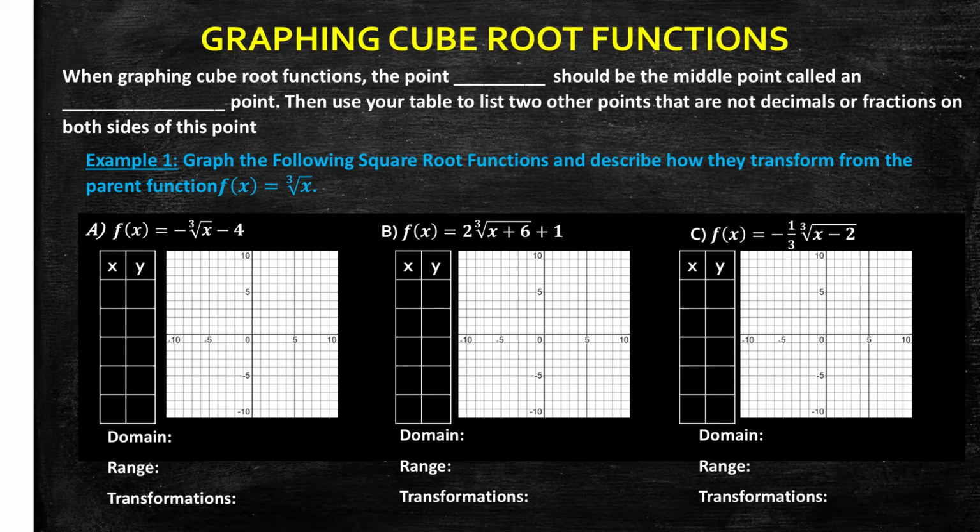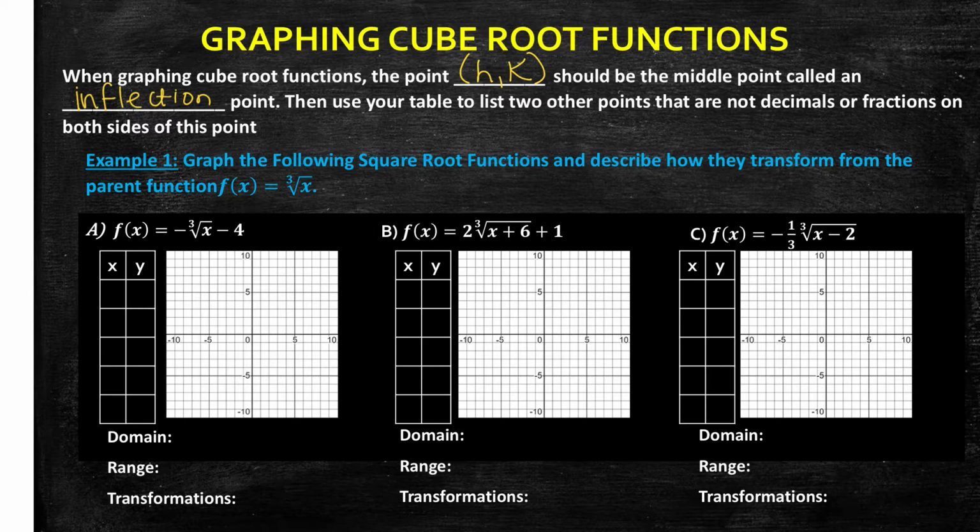Okay, when you are graphing cube root functions, the point (h, k) is going to be your middle point. So this is an important point as well for the cube root function. That's your middle point. We call that an inflection point. So rather than it being the vertex, it's called an inflection point. And then you want to use your table to list 2 other points.